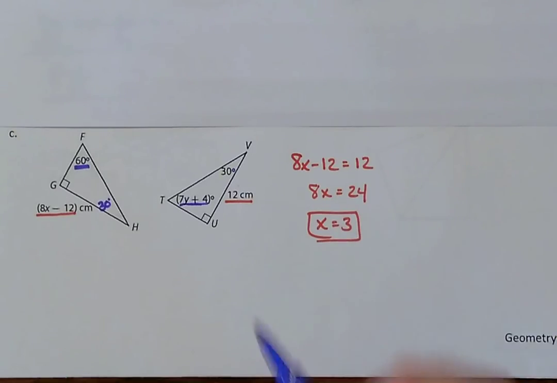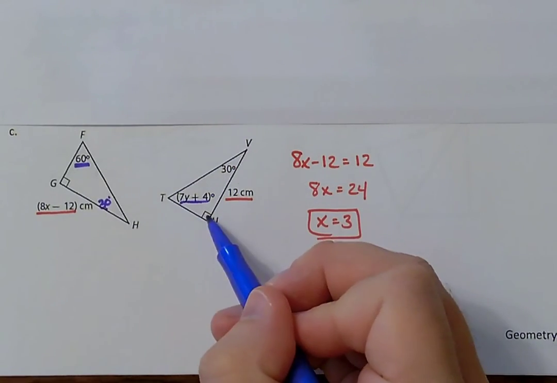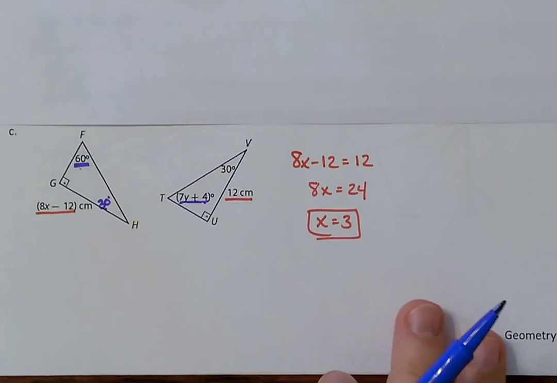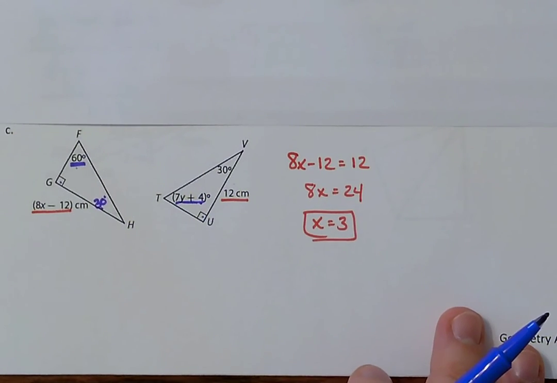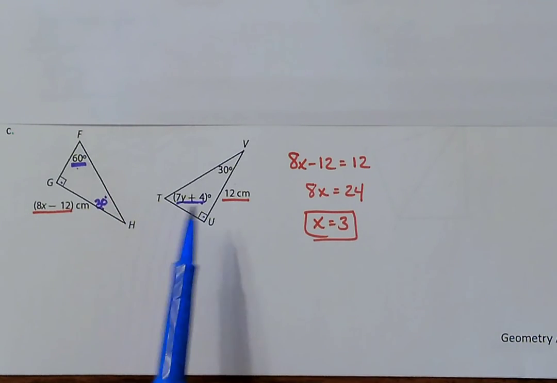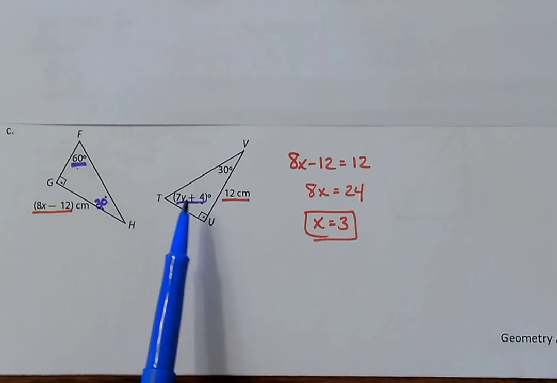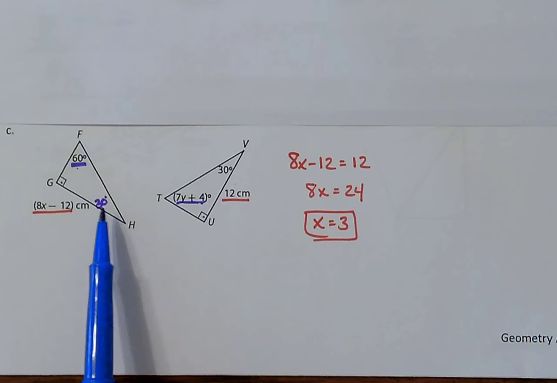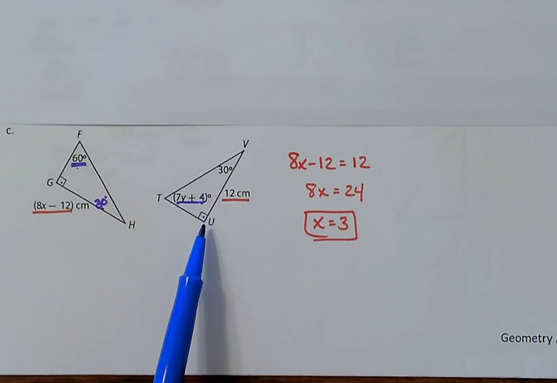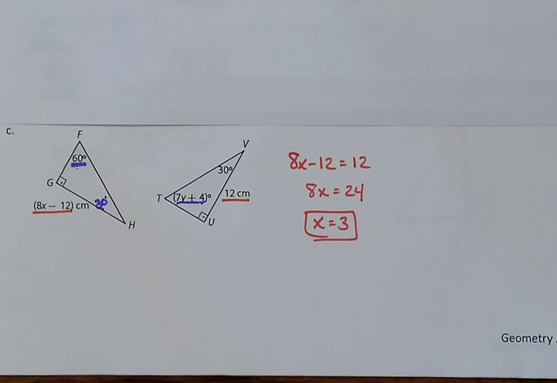So that means, because this is 30 and this is 30, this is 90 and this is 90, that these two have to equal each other, because that's the missing pair, or the matching pair, in both of the triangles. So I'm going to take this 7y plus 4 and set it equal to 60. Again, I'm not setting it equal to 30 because 30 is already taken by angle V, and the right angle is already taken by the right angle here. So the only part left open is the 60 degrees.